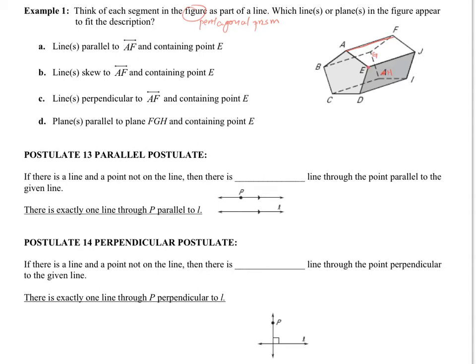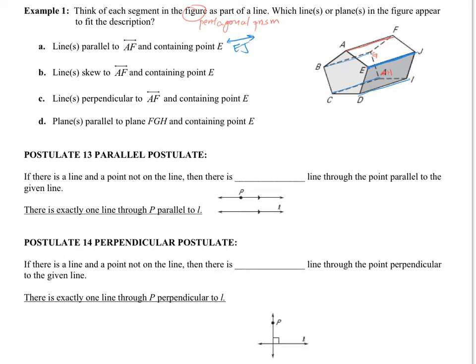Well, we have many lines that are parallel to line AF, such as BG, CH, DI, and EJ. Okay, but only line EJ contains the point E. So my answer would just be line EJ. Part B, lines that are skew to line AF and containing point E.